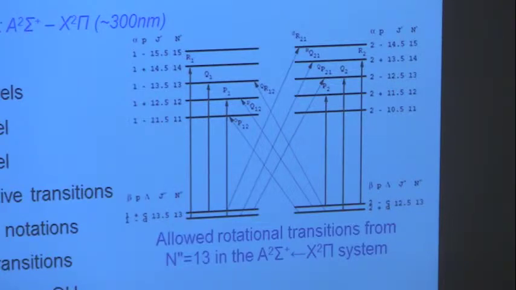So what have we learned? In this system, in which lambda changes, spin is always maintained. But there's no lambda doubling up here, but there is lambda doubling down here. You have to change parity, and you have to put the parities on this list in order to figure out where you can go.